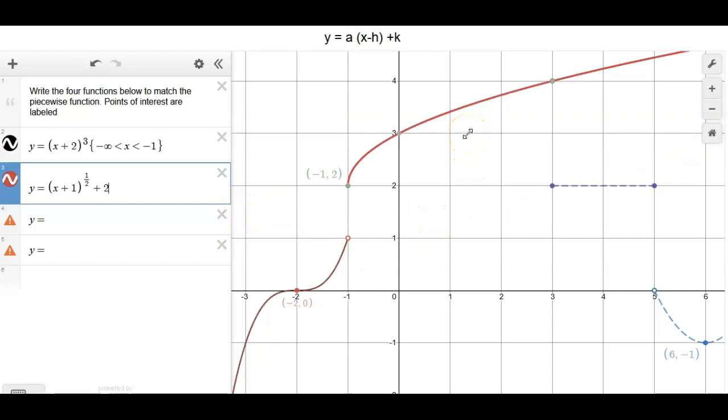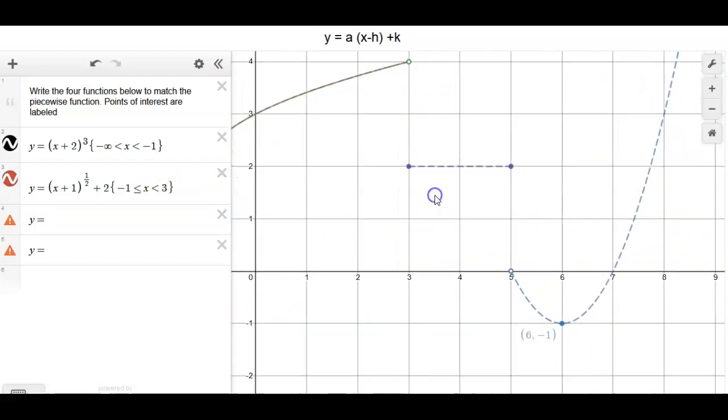But you notice that this goes from negative 1 and it ends at positive 3. So we actually want to make sure that this is less than or equal to negative 1 and that it is less than 3, because this is an open circle and this is a closed circle, so we need to use the less than or equal for this one, but the less than for this one.